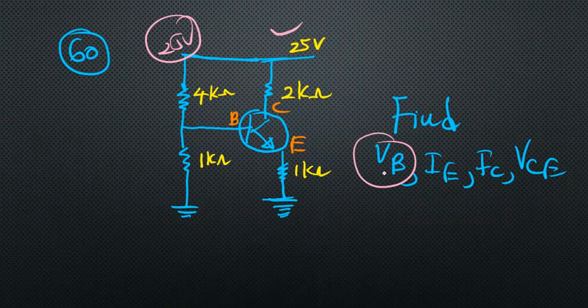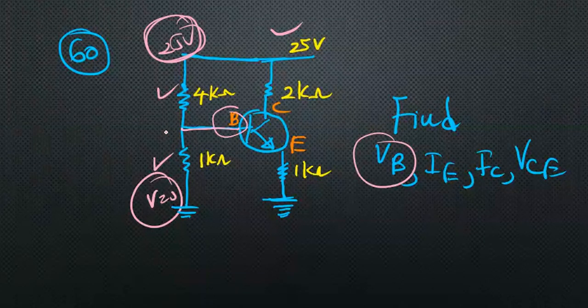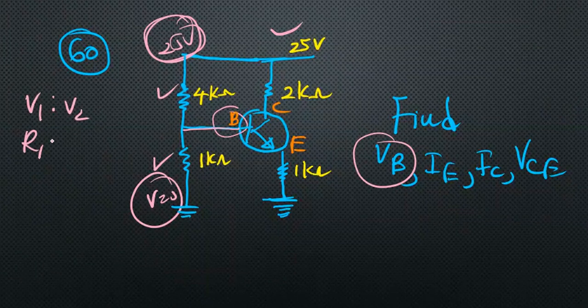Right, the first question is to find VB. We can apply the voltage divider method because the potential here is 0 and the potential here is 25. So if we can find the potential across the 1 kilo ohms and 4 kilo ohms, we can find the potential here, which is equal to the potential at B. Now we know the potential ratio is equal to the resistance ratio.